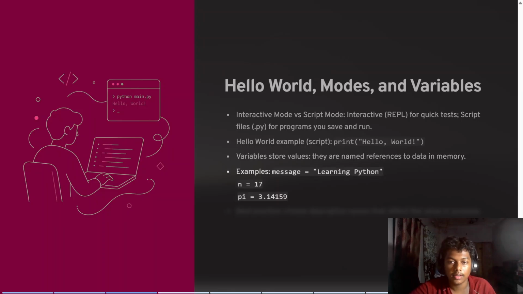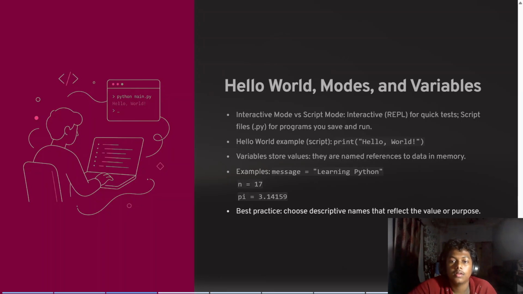For example, message equals learn Python. It's a variable where we are storing learning Python in message. So message acts as a container and learning Python is like a pen inside the container. n equals 17, like n is a box where you are storing 17. pi equals 3.14159, so we are storing the decimal number inside a container called pi.